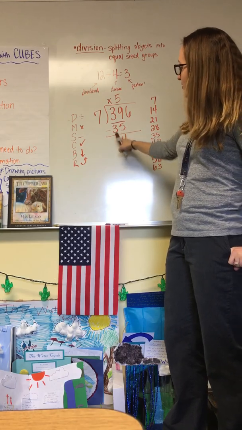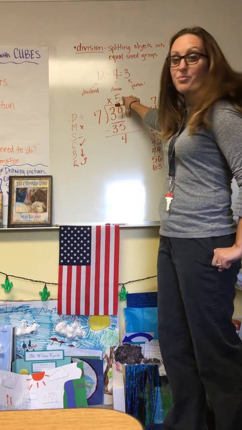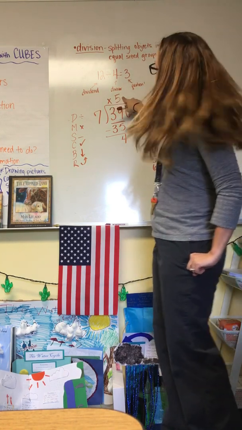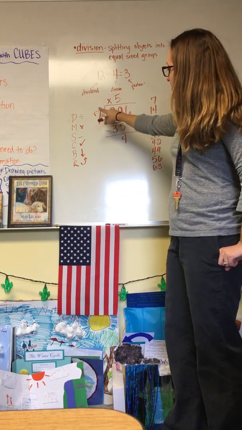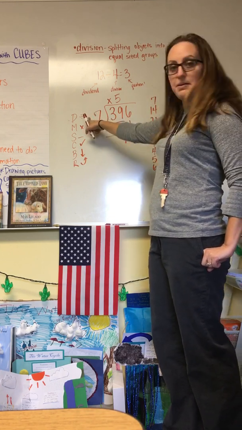If 4 is not smaller than 7, or whenever I subtract, if the number is not smaller than the divisor, that number is not big enough and I need to fix it. Okay, so 4 is smaller than 7, so I'm good there. I bring down my 6 and I repeat my steps.